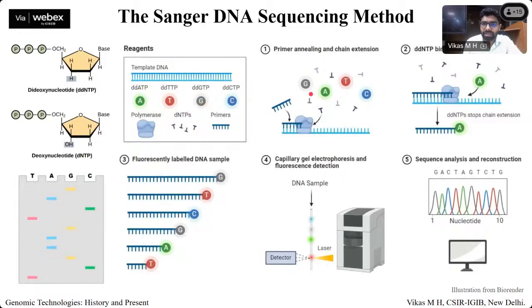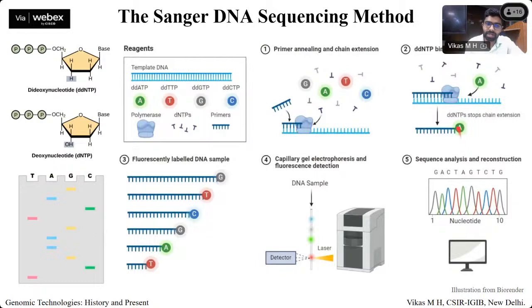At the beginning of the reaction, we add all four modified dNTPs and the normal dNTPs along with the primer and the enzyme with the template DNA. When the reaction proceeds, whenever a defective nucleotide, a ddNTP, is added, the chain extension stops, because the polymerase enzyme requires this OH group to continue the sequencing.